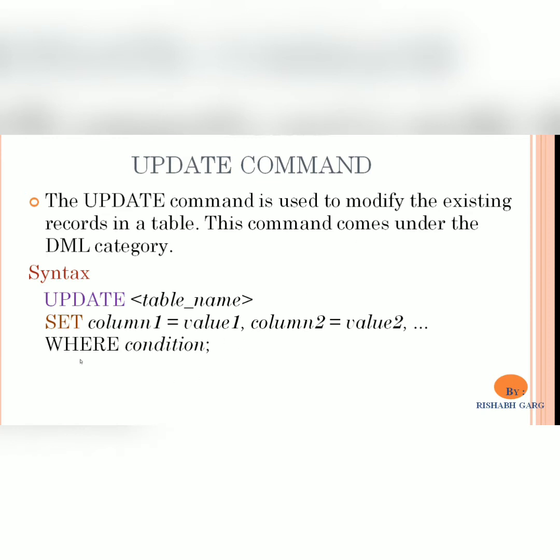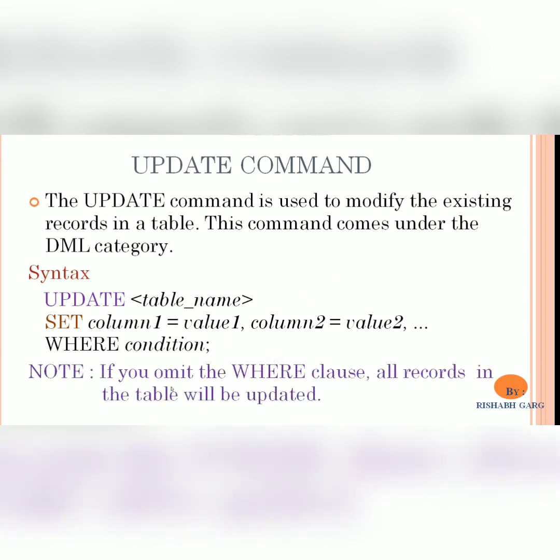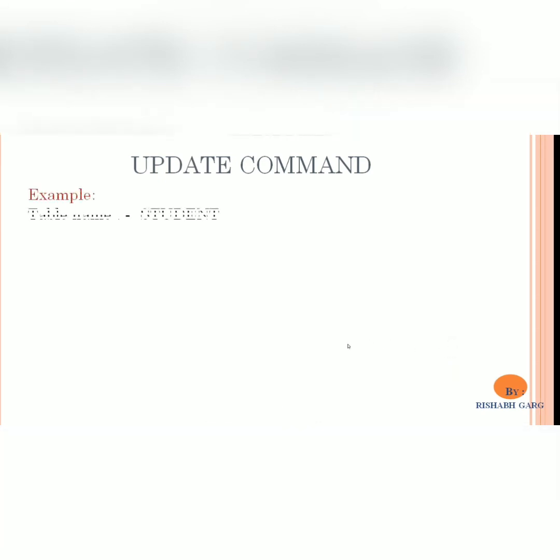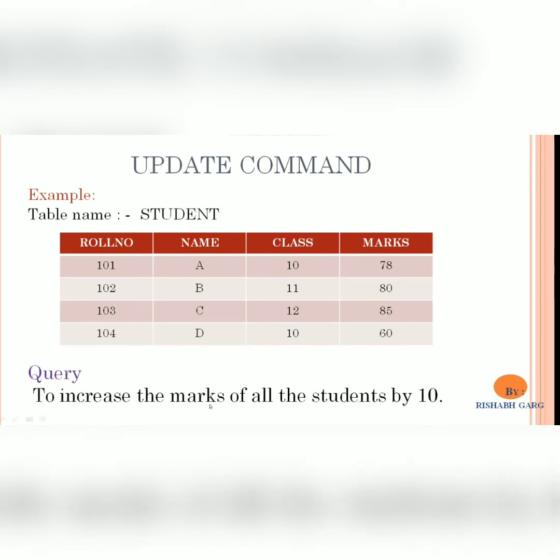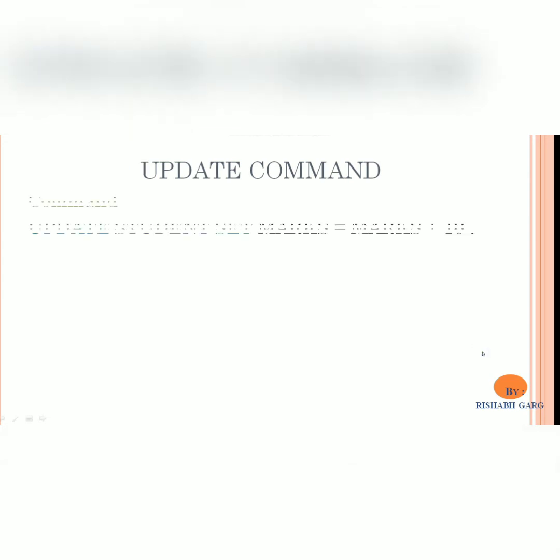Here, where clause is an optional statement. If we omit the where clause, then all the records in the table will be updated. Let's understand this with the help of an example. Suppose we have a table named student along with 4 fields and 4 records, and we want to perform a query to increase the marks of all the students by 10. For this, we will write the following command.